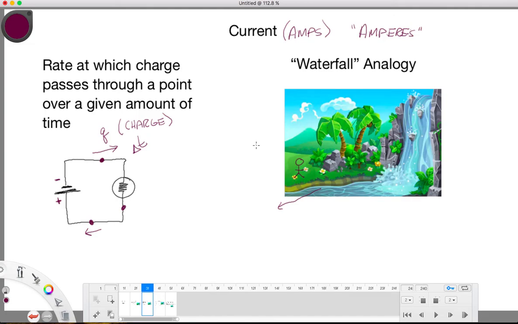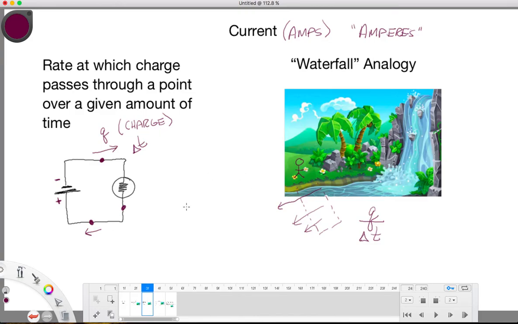So in the waterfall analogy, as I already touched upon here, if I were to look at this point here and only count the water that flowed through this section over a given amount of time, and divide it by the time that passed, I'd be able to get that current. So the amount of water that flows through a given section in an amount of time we call current. The amount of charge that flows through a certain point over a given amount of time we call current as well.